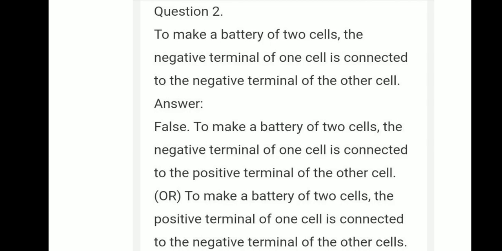Second question, to make a battery of two cells, the negative terminal of one cell is connected to the negative terminal of the other cell. It's a wrong answer. Answer: false. To make a battery of two cells, the negative terminal of one cell is connected to the positive terminal of the other cell.